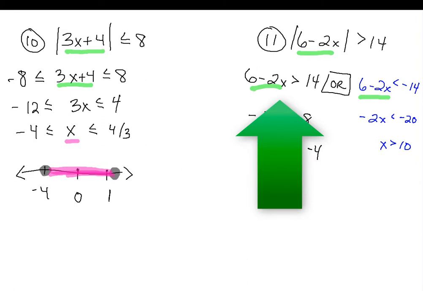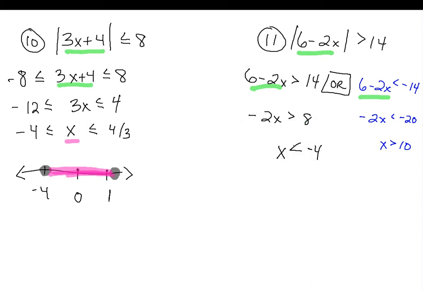Now for the piece on the left-hand side, 6 minus 2x is greater than 14. Again, we're going to use the same technique, same process. We're going to start by subtracting 6 on both sides, and that'll give us negative 2x is greater than 8. But again, be careful. Make sure when you divide by the negative, you don't forget to flip the inequality symbol. That'll give us x is less than negative 4.